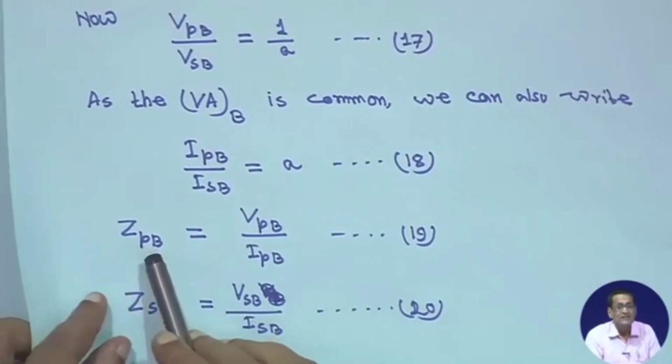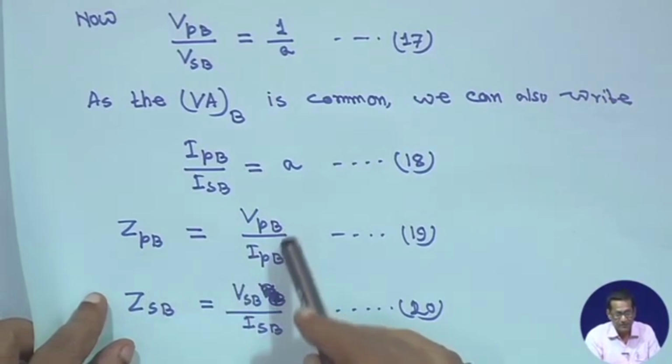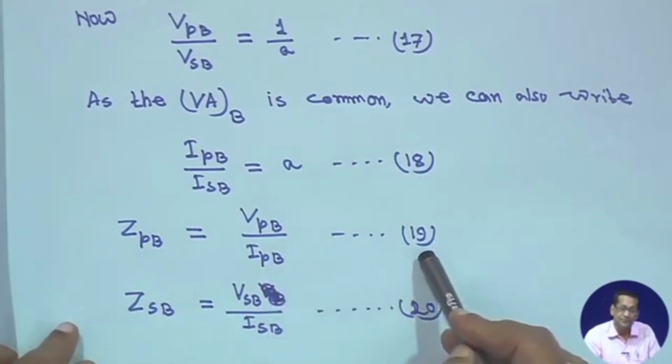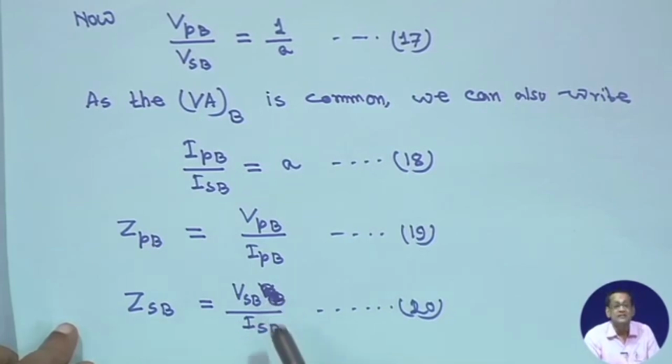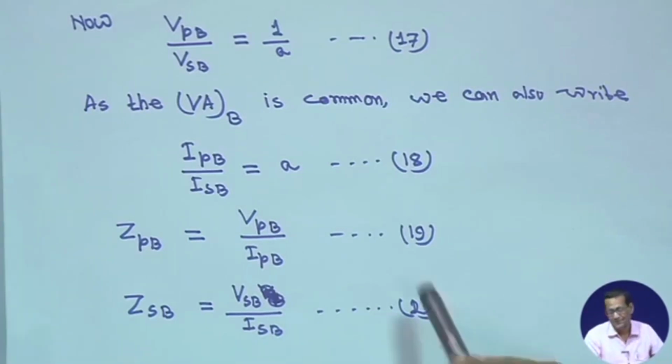Therefore, the primary side base impedance ZPB is equal to the primary side base voltage by the primary side base current. This is your equation 19. Similarly, for the secondary side, the base impedance ZSB is VSB upon ISB, that is the secondary side base voltage upon the secondary side base current. This is equation 20.